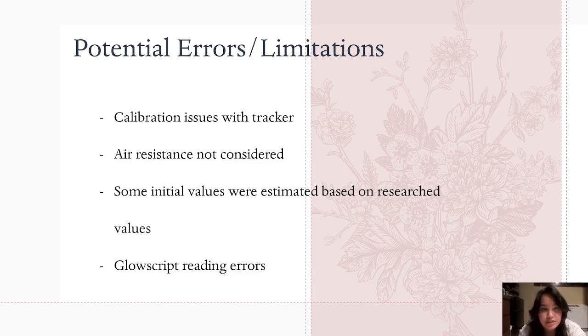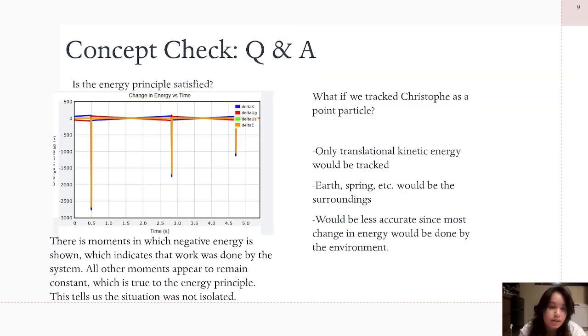So some potential errors and limitations could be that there were calibration issues, and air resistance was not considered, which is what we were talking about with the experimental data having a much larger peak. Some initial values had to be estimated based on research values, such as the number of springs, the length of those springs, and Christoph's mass. And we could have had GlowScript reading errors, but based on my code, I believe that there were very few errors made.